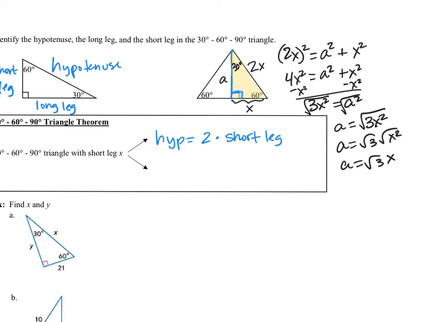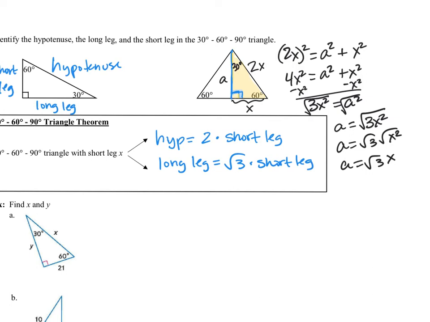Okay? So in a 30-60-90 triangle with the short leg x, the long leg, that would be this leg right here, is equal to, oops, I didn't mean to say a, hold on. Meant to say the long leg is equal to the square root of 3 times the short leg.